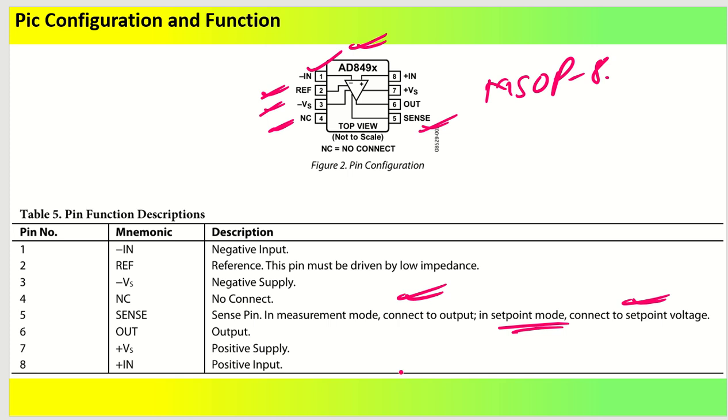And similar to that we have positive output and positive input, and we have positive supply voltage, and then this is the positive input of the thermocouple. So negative is this side, positive is this side, and this is the output pin that is there. Okay.